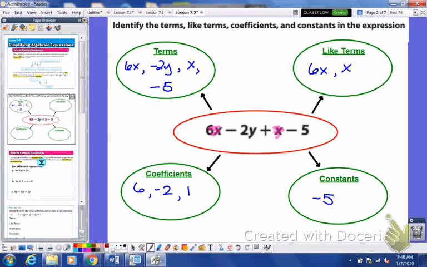Okay, so we will be practicing identifying all the different pieces. We'll test on those, so make sure you know what all the words mean, what's a term, what's a like term, what's a coefficient, and what's a constant.